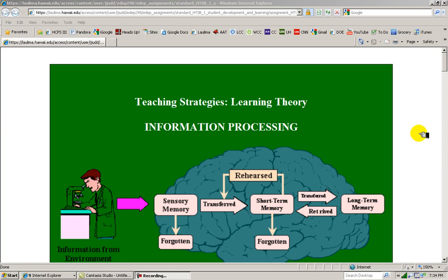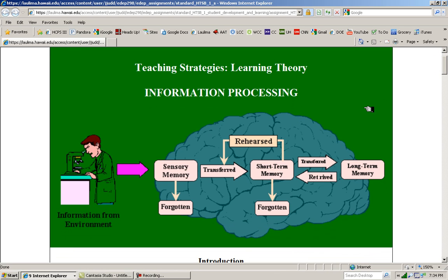This video is to help you find teaching strategies for the learning theory of information processing for your standards-based lesson plan. And from the diagram you can tell that information processing is about how information from the outside gets into your brain and gets transferred to long-term memory. So it's a processing of information.